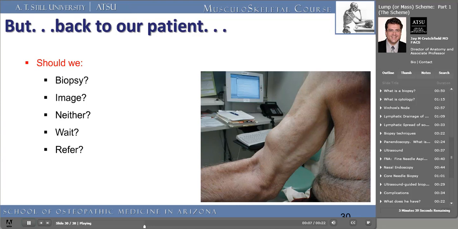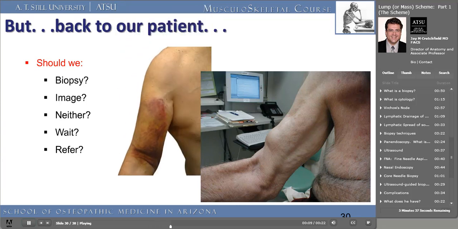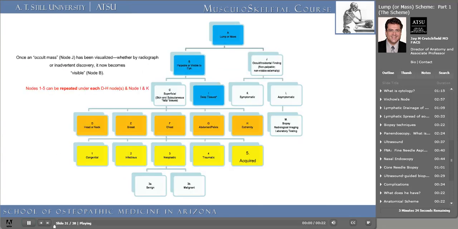But now, finally, back to our patient who presented with a mass in the upper arm, and our physical exam was not entirely diagnostic. Our clinical acumen didn't lead us to an automatic instant diagnosis. Should we image, biopsy, both, neither, wait and reassess, or refer to a more experienced clinician?